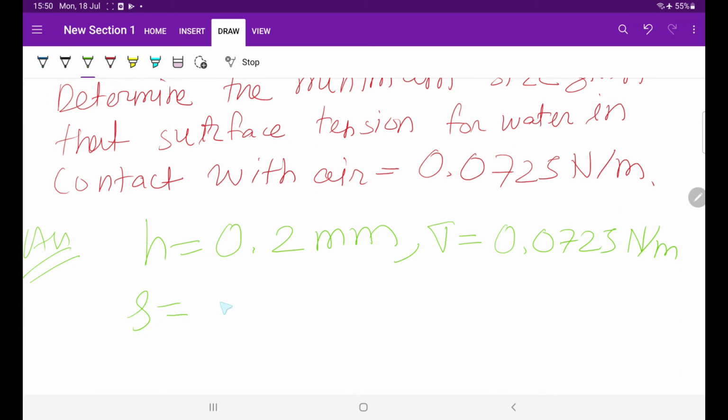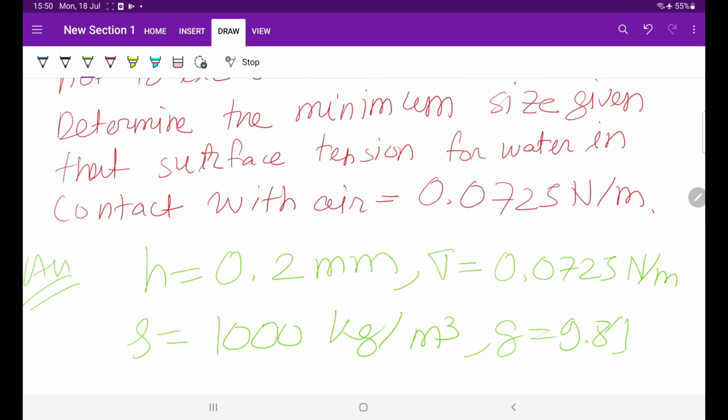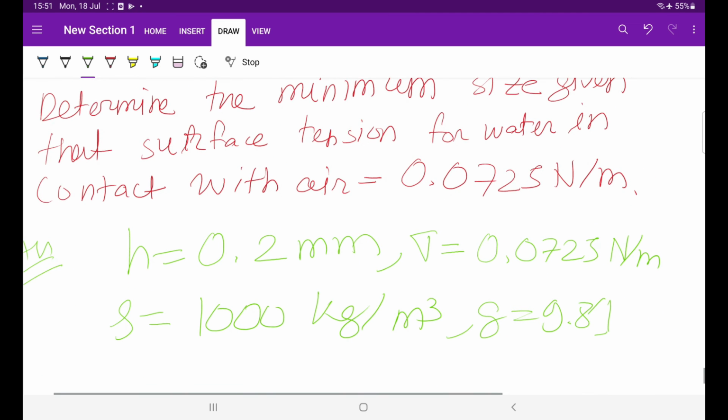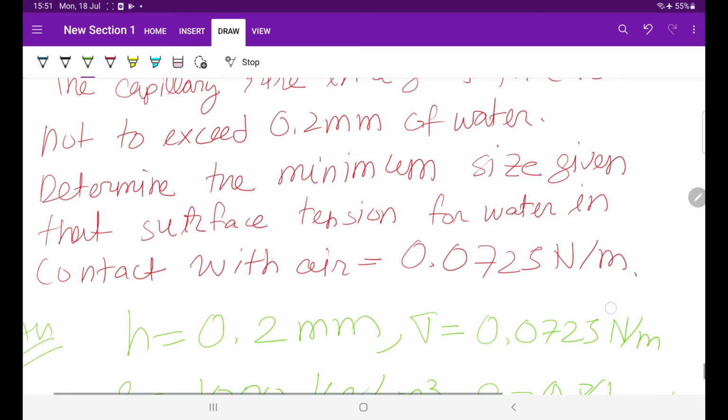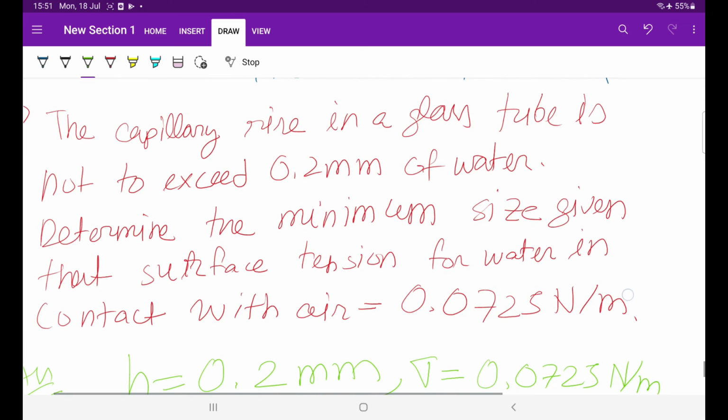Liquid is water, so rho is equal to 1000 kg per meter cube. Now rho is in kg per meter cube, g is equal to 9.81 meter per second square. We know that acceleration due to gravity. Meter per second square, right? This is the unit of acceleration due to gravity. Do we know that? So now determine the minimum size.